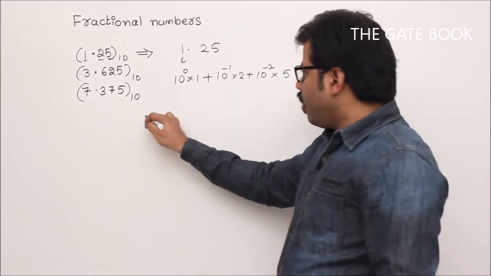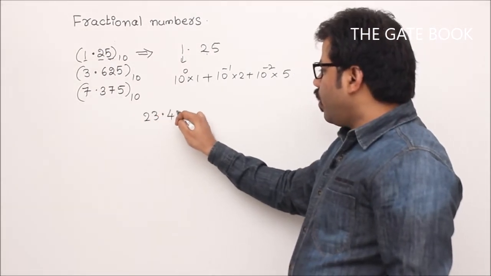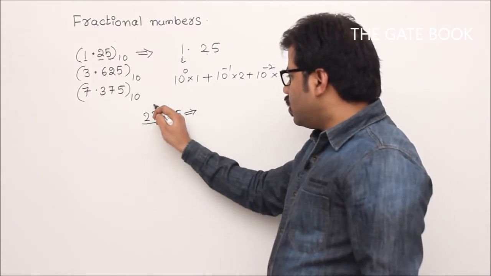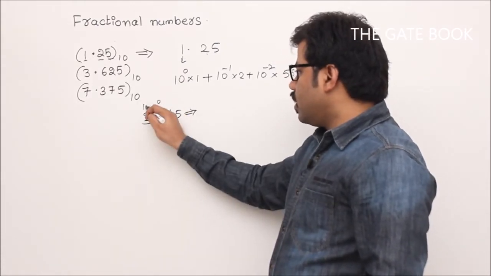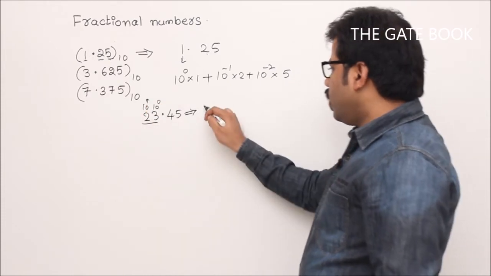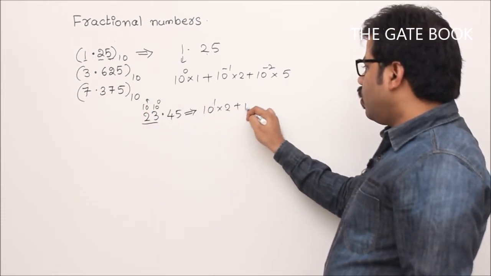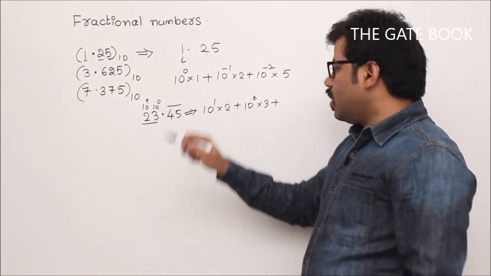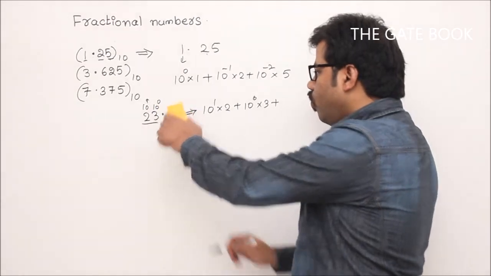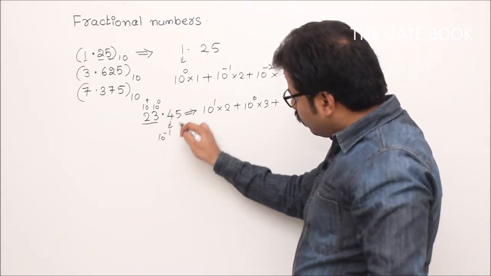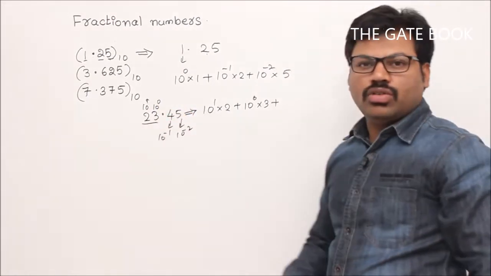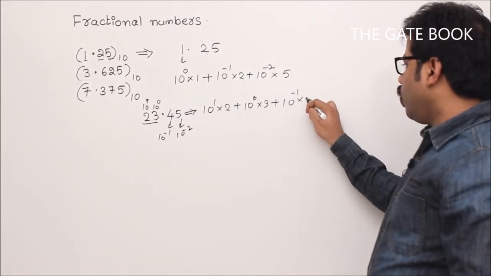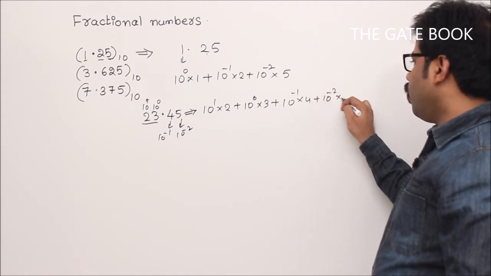Example, if you have 23.45, that can be written as, see, this part has 10 power 0 weightage, this has 10 power 1 weightage, right? So 10 power 1 into 2 plus 10 to the power of 0 into 3 plus 10 to the power of... Sir, what about this one, sir? Yes, I am coming to that point. So 4 is going to get a weightage of 10 power minus 1, 5 is going to get a weightage of 10 power minus 2. So that is the way this number system is built. So 10 power minus 1 into 4 plus 10 power minus 2 into 5.